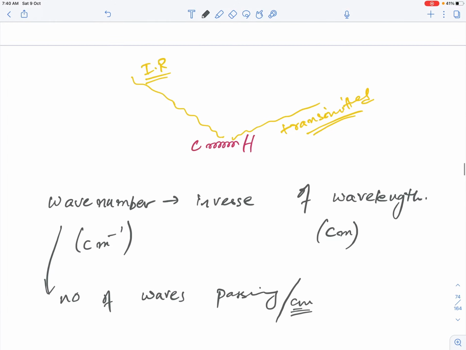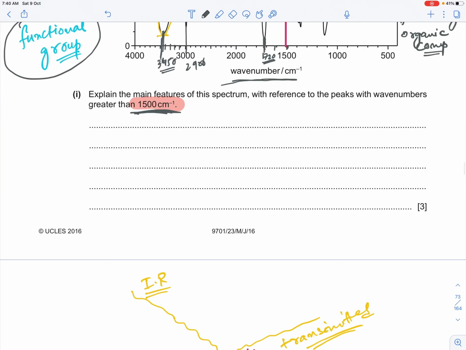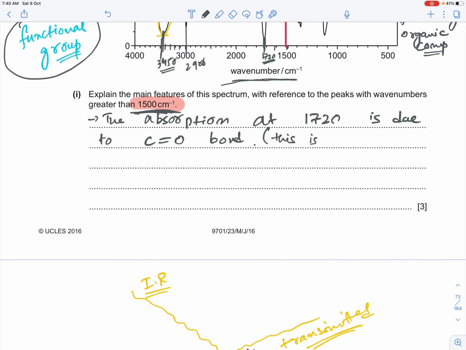So we can simply say the first point would be the absorption at 1720 is due to carbon oxygen bond. Alright, so this is one main feature of this structure, or you can also mention here that this is ketone group.